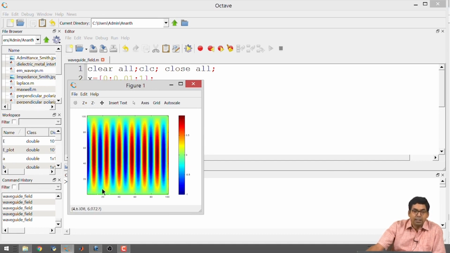Instead of taking a slice in this direction, you could take a slice in the other, but I am not doing that because it is a square cross section. All it is going to do is show the same effect in the two directions, and it is not going to give me any significant difference.